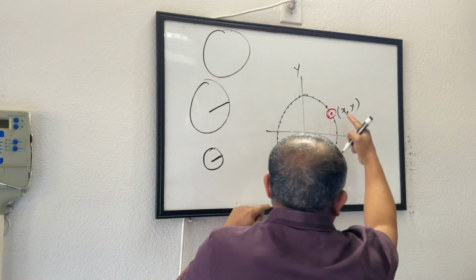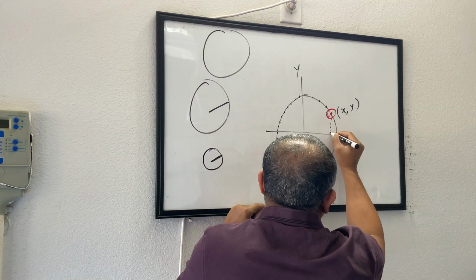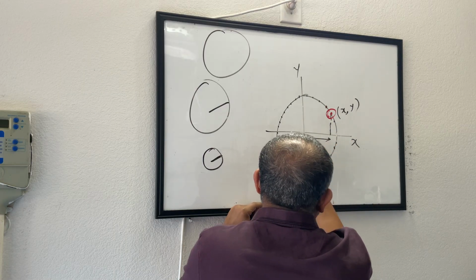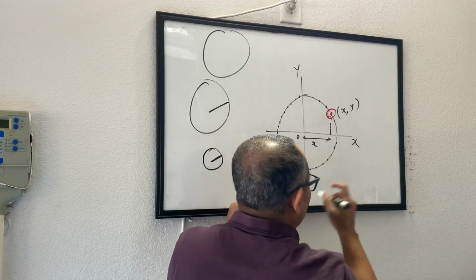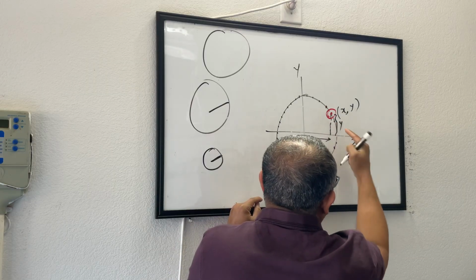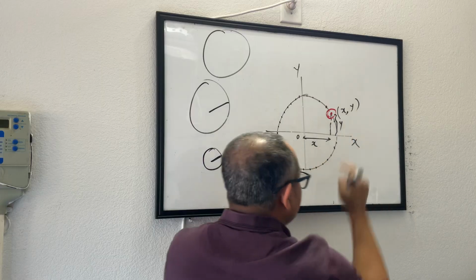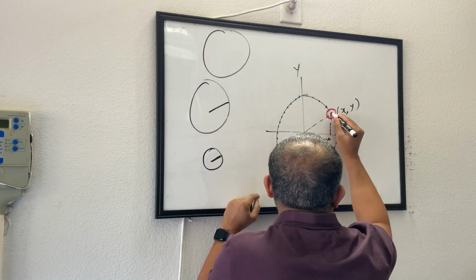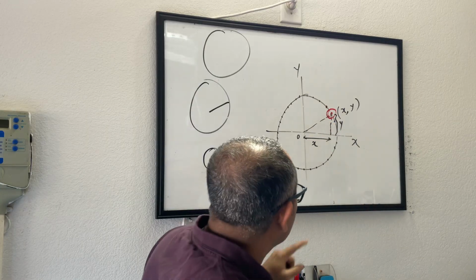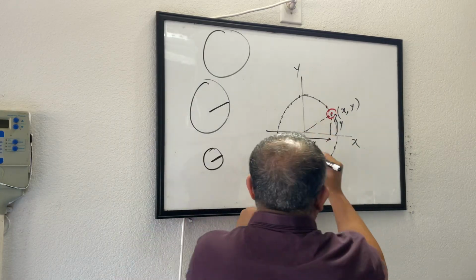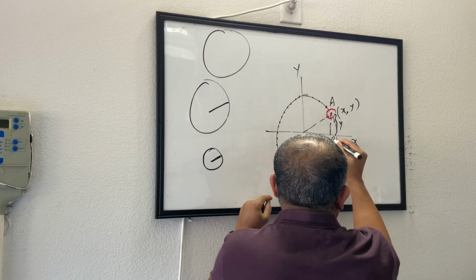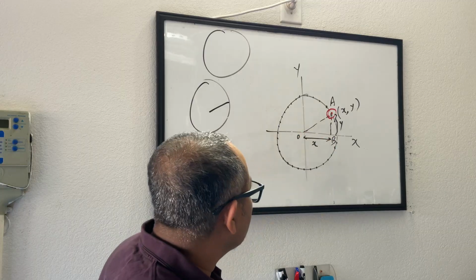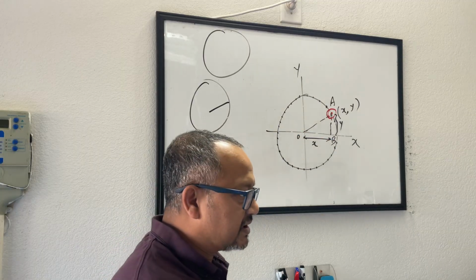Now what is x? The x-coordinate means if I drop a perpendicular from here to here, this distance is nothing but x. And this distance here to here is y. That's why my coordinates are x comma y. Now join the center with this point. What you're seeing is a right angle triangle OAB, let's say B is where it is touching the x-axis. So this triangle OAB is the right angle triangle.